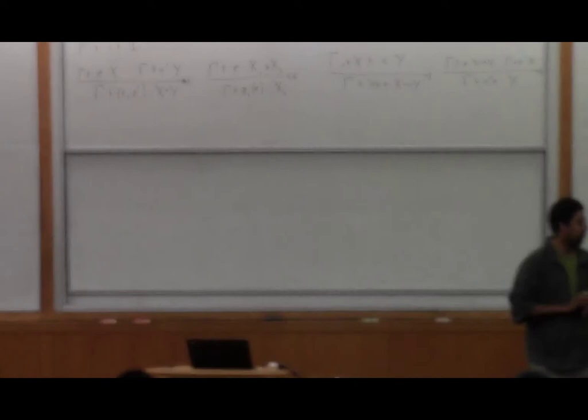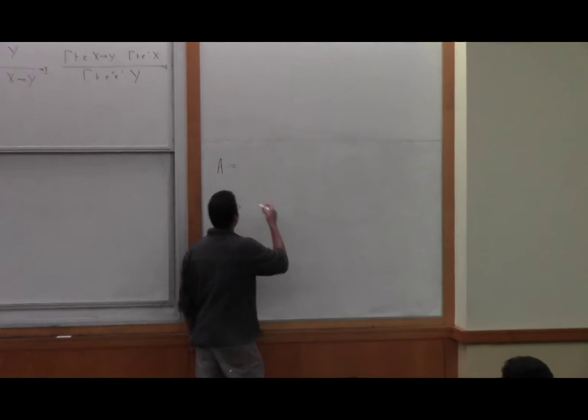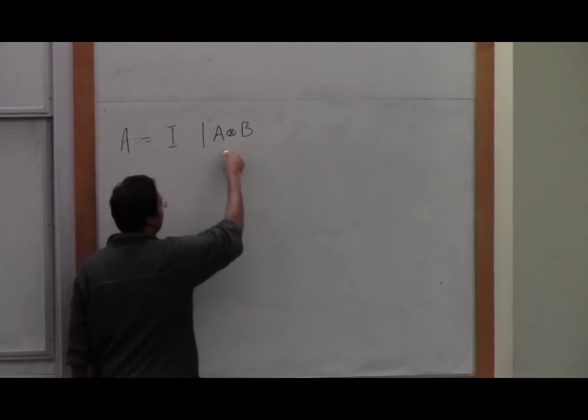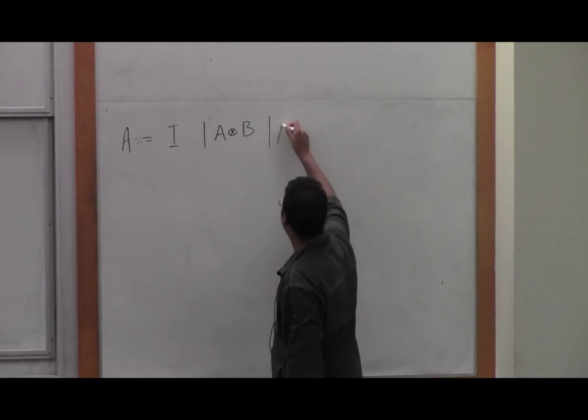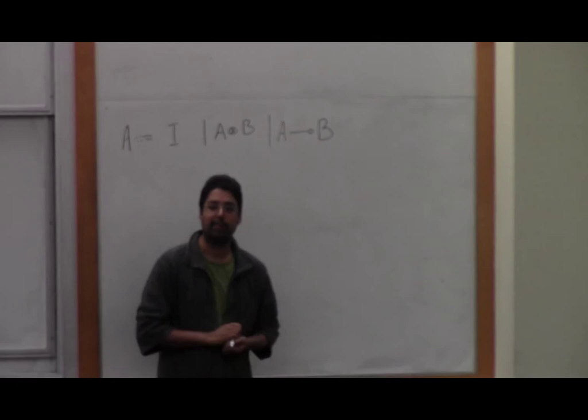So, on this side of the board, I'm going to give a collection of linear types. And we'll say we have a unit linear type, a pairing construct, which is pronounced A tensor B. The name comes from the tensor product in linear algebra. And we will also have a linear function space, a lollipop, which is pronounced A lolly B. It's pronounced lolly because this looks like a lollipop that's fallen on its side.